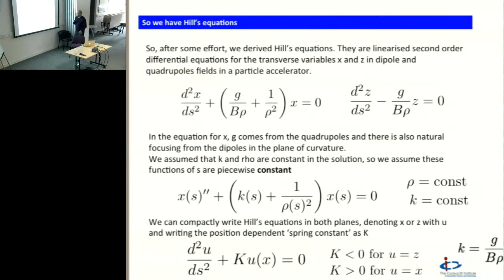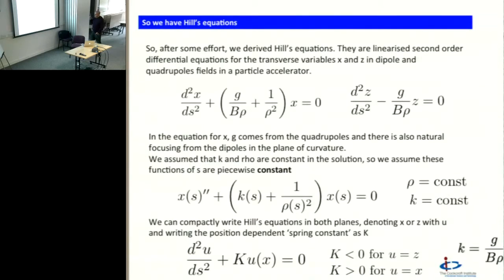So we have the x-coordinate, which has this focusing term with the quadrupole and the dipole bit, and then we have the vertical contribution, only the quadrupole bit. So in the equation of x, g comes from the quadrupoles, but also 1 over rho squared from natural focusing of the dipoles. So what we're going to do is solve these equations in a second. But we assume that k and rho are constant in the solution. So we assume that in that derivation, k didn't depend on s. There was no complexity from that. So what we do is we assume these are piecewise constant functions.